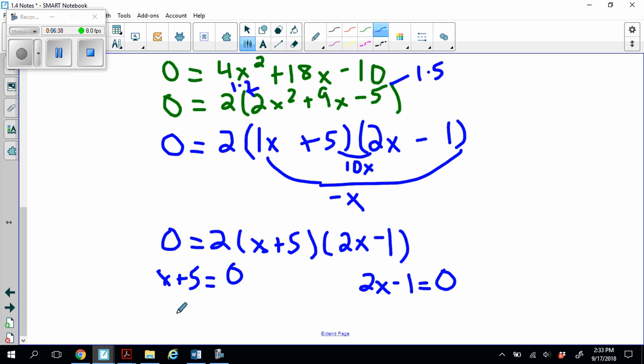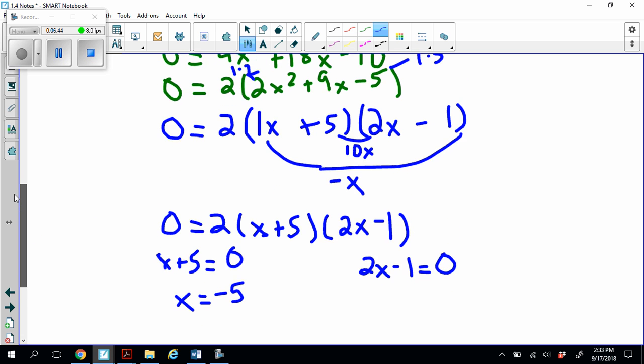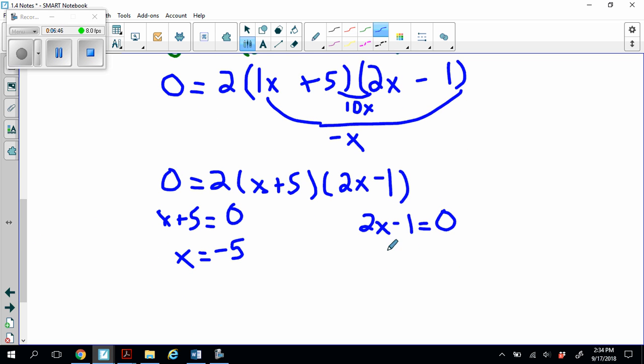So we subtract 5, so we get x equals negative 5 on our first one. And then if we do the same thing on our other side, we get 2x equals 1. And we're not done here because we got to get x all by itself, so we get x equals 1/2. Now remember, we're trying to solve for x, which is a uniform width. It wouldn't make sense to have a negative width, so x equals negative 5 does not work. So our answer is going to be x equals 1/2.